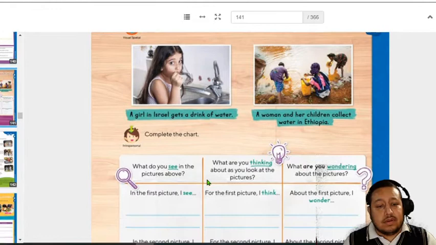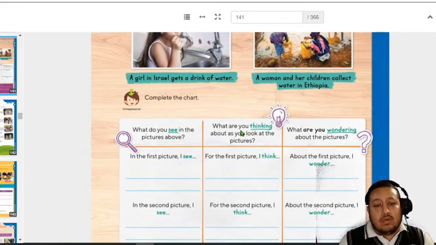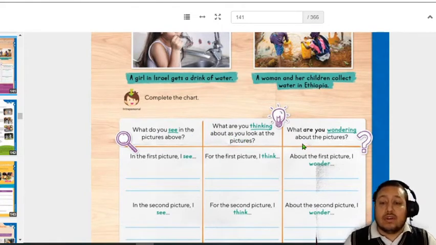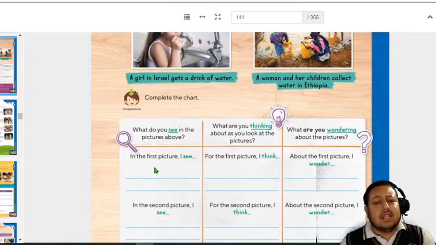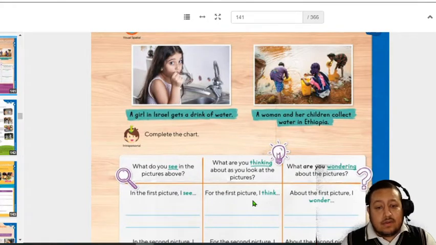So we have here complete the chart. Look at this. So what do you see in the pictures above? What are you thinking about as you look at the pictures, and what are you wondering? What are you wondering about the pictures, right? Look at this. In the first picture I see, so what do you see in this first picture? What do you see? For the first picture, I think, what do you think, right?